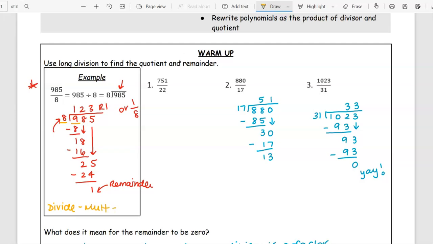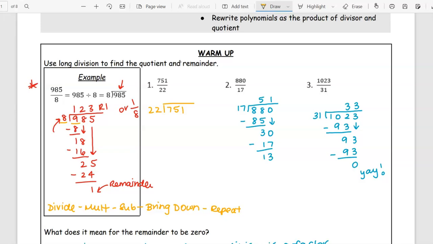And we're going to talk about a couple different ways we can write the remainder. You might remember just writing like R1. Maybe you remember writing 1 over this number out front here, 8. So a couple different ways we've learned to write remainders. We'll talk about how we write the remainder with polynomials in a little bit.